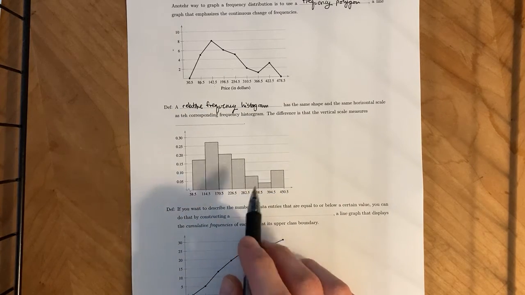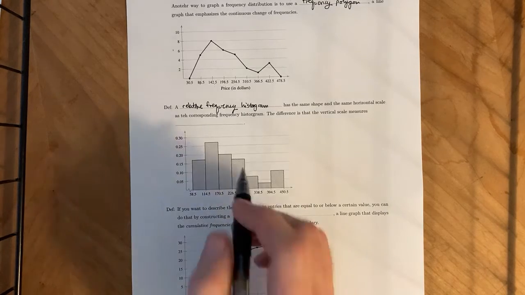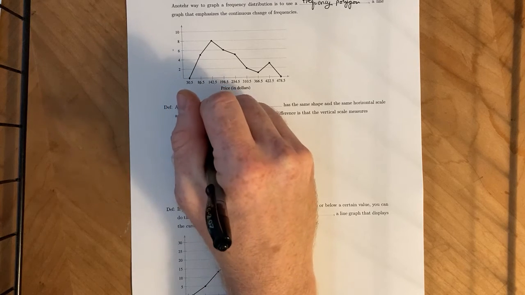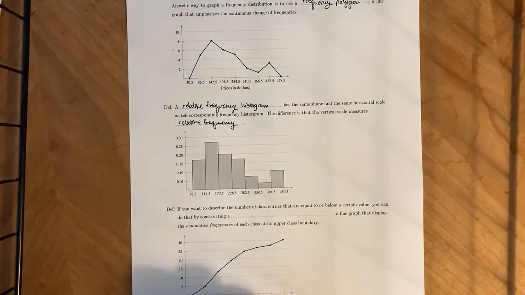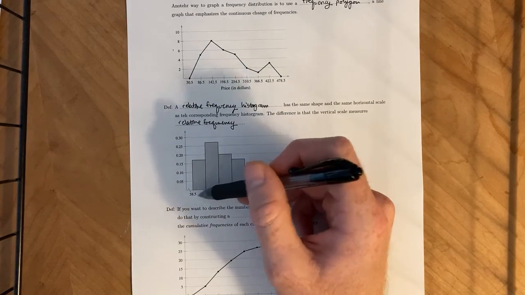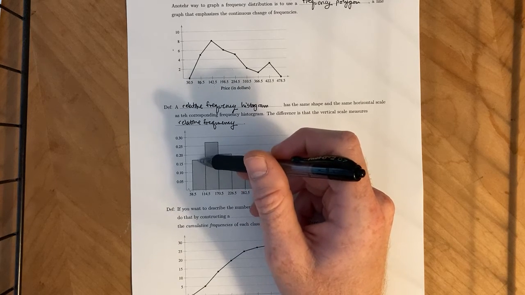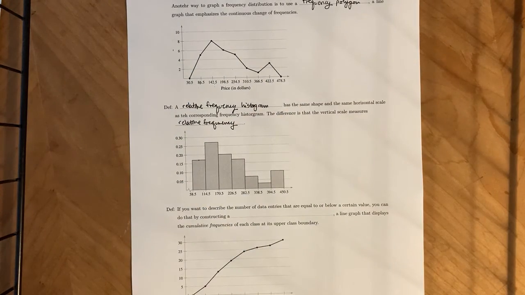The only difference is that instead of keeping track of the frequency, we're going to keep track of the relative frequency. So same class boundaries, but instead of this going up to 5, this goes up to 0.17, which was the relative class frequency, or that was the relative frequency for that class.